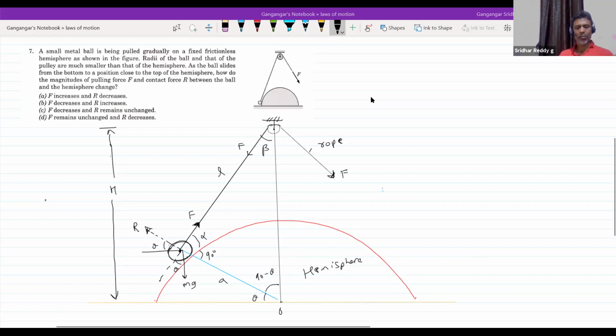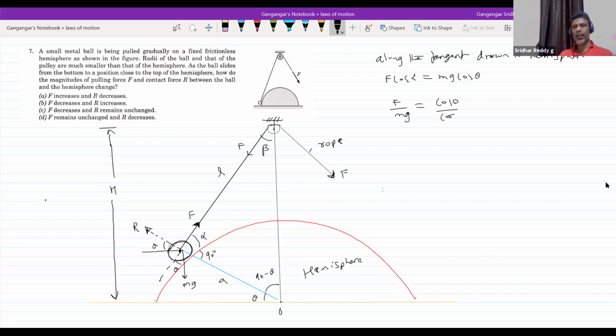Okay, now you apply the sine rule. Shall we do one thing? F cos alpha should be equal to mg cos theta along the tangent. So if I draw a tangent to the hemisphere, F cos alpha should be equal to mg cos theta. So F by mg equals cos theta by cos alpha. This is the one equation we have.